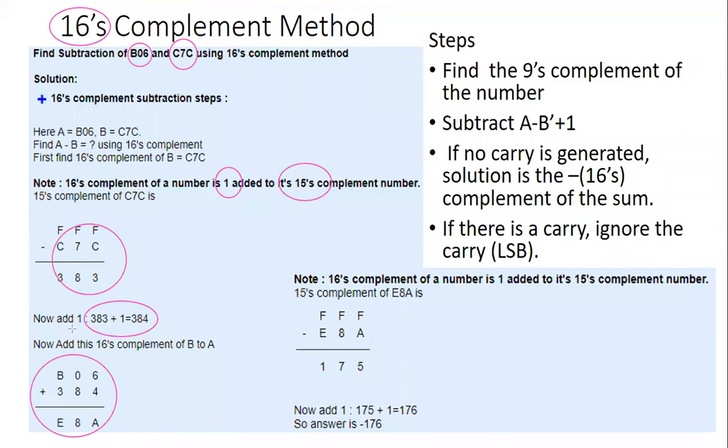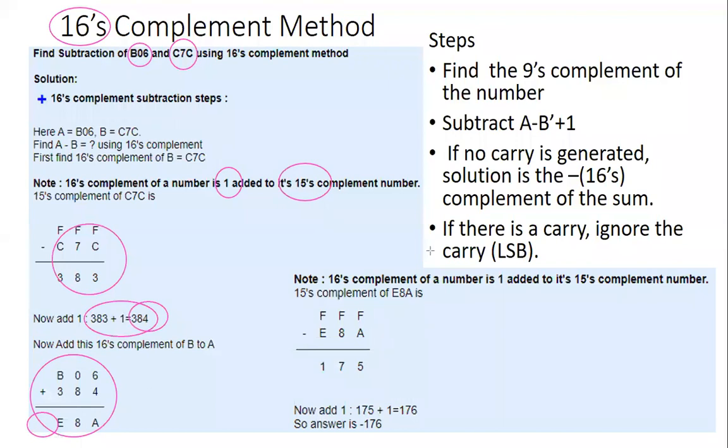So B06 with this number 384 over here. I'll get this number. So 6 plus 4 is 10. 10 is equal to A in hexadecimal. A, so 0 plus 8 is 8. B plus 3: after B, C, D, E. I get an E. Do I have a carry over here? No carry.